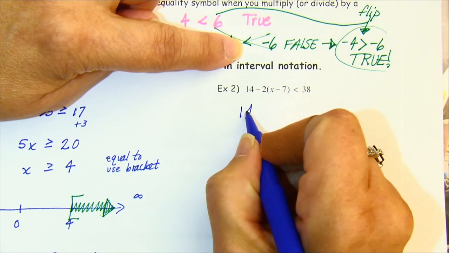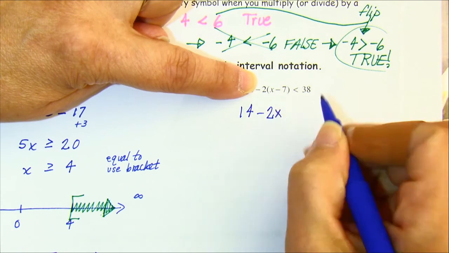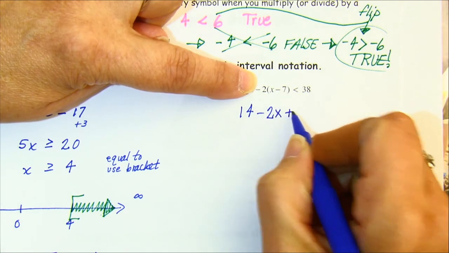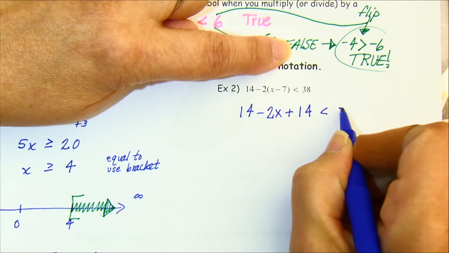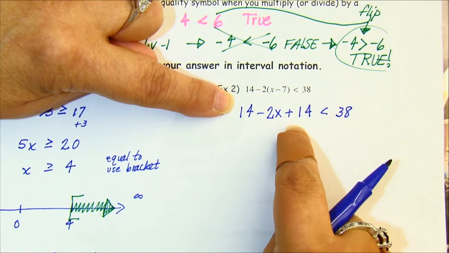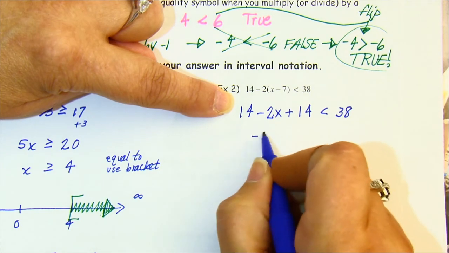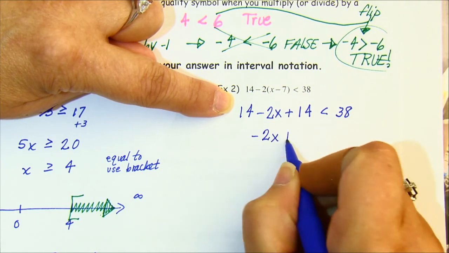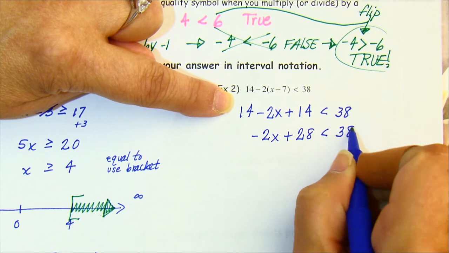I'm going to distribute the negative 2. So I've got 14, subtract 2x. And then negative multiplied with negative is positive. 2 times 7 is 14. Less than 38. Combine like terms on the same side. 14 and 14 is 28. So I've got negative 2x plus 28, less than 38.